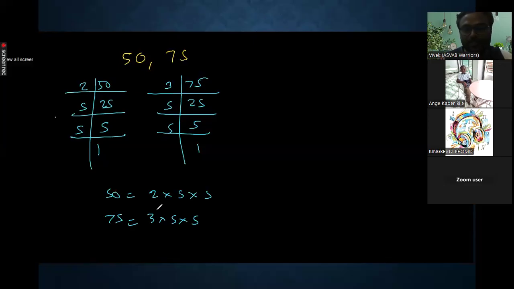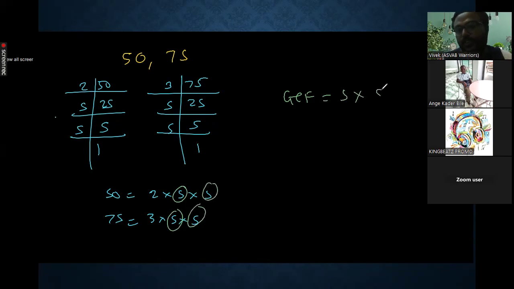So 50 will be equal to 2 times 5 times 5. 75 will be equal to 3 times 5 times 5. So we have the GCF, the greatest common factor. Here there is a 5, then there is another 5 over here. So what do we have? 25 as the GCF.